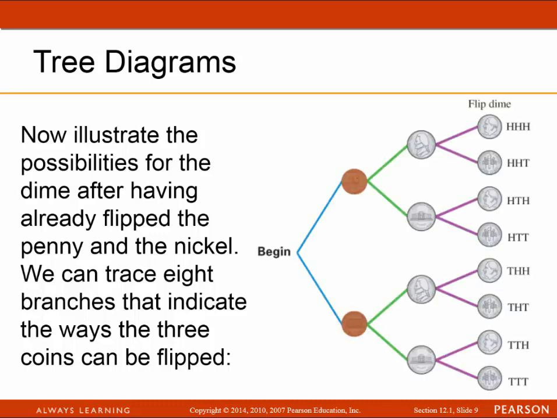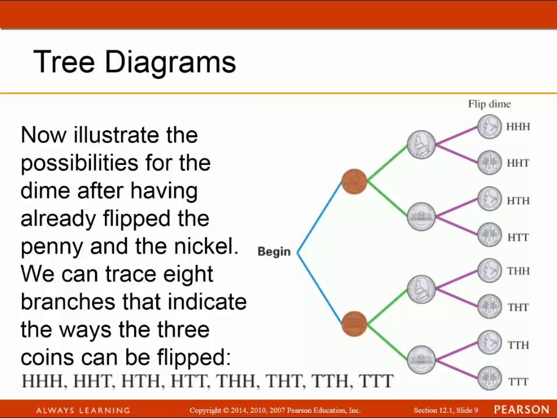So here's the first flip, which is the penny, the second flip, which is the coin, and then the third flip, which is the dime. So the first possibility is that we get heads, heads, heads, or heads, heads, tails, or heads, tails, heads, or heads, tails, tails, which is this one right here. Then the other possibility would be tails, heads, heads, or tails, heads, tails, or tails, tails, heads, or tails, tails, tails. So those are the 8 possibilities.